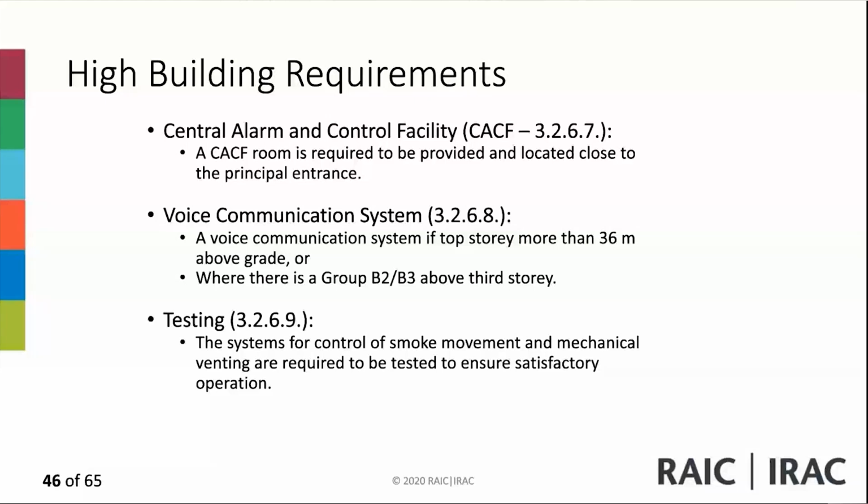Testing for 3269. Let's take a look at 3269. All these systems need to be tested to make sure that they are working. And the systems and control of smoke movement and mechanical venting required by Articles 3262 and 3266 shall be tested to ensure satisfactory operation. And this is the report that goes to the building department as well as the fire department.